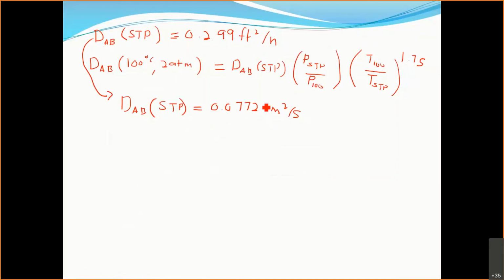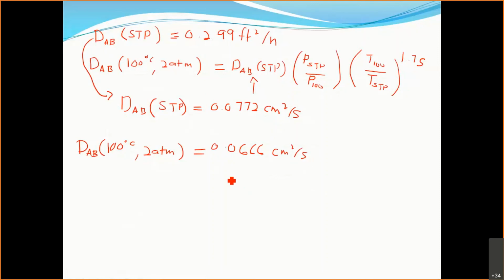Now, if I substitute this value into this equation, I'll get my DAB value at 100 degrees Celsius and 2 atm. Since I have cm squared per second, the units for everything else will cancel out with each other. So I'll get a final value of DAB of 0.0666 cm squared per second.